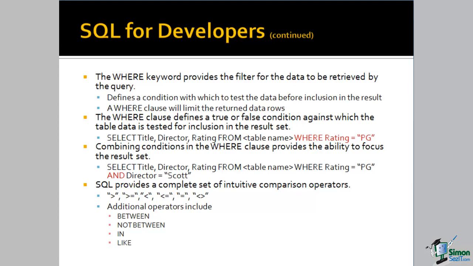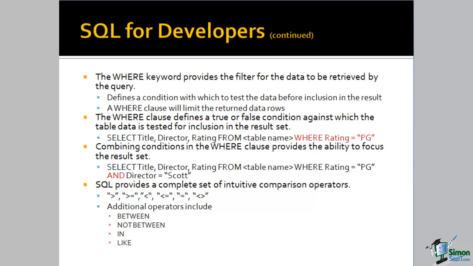For example, we write a select statement requesting the title, director, and rating columns from a table. And we ask for the rows in that table where the rating column is equal to the string PG. This will limit the number of rows returned from the table. We are limiting the number of columns returned in the select statement by naming the columns that we require. Now we're going to limit the number of rows with the where statement.